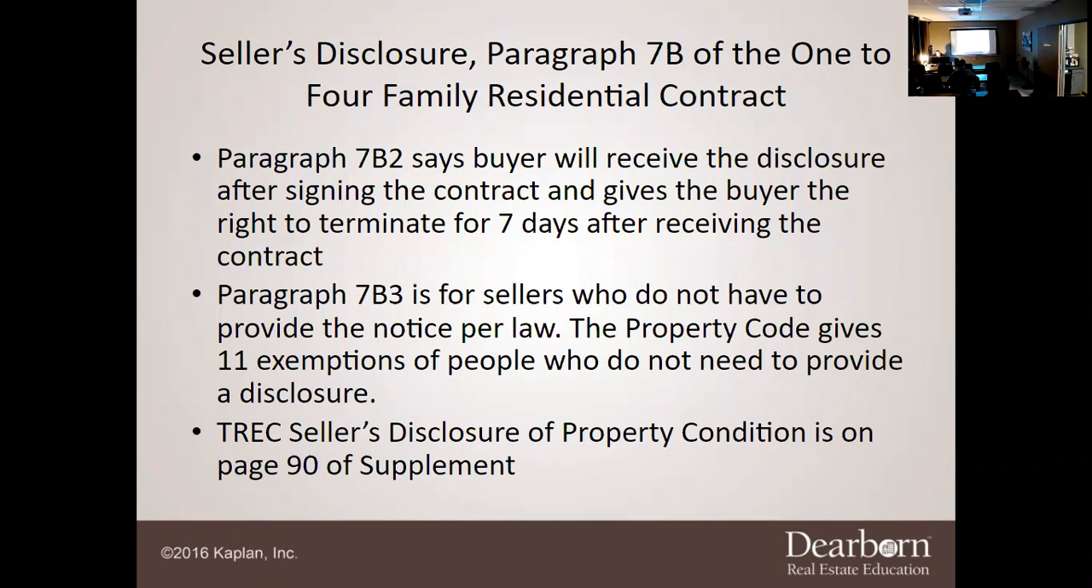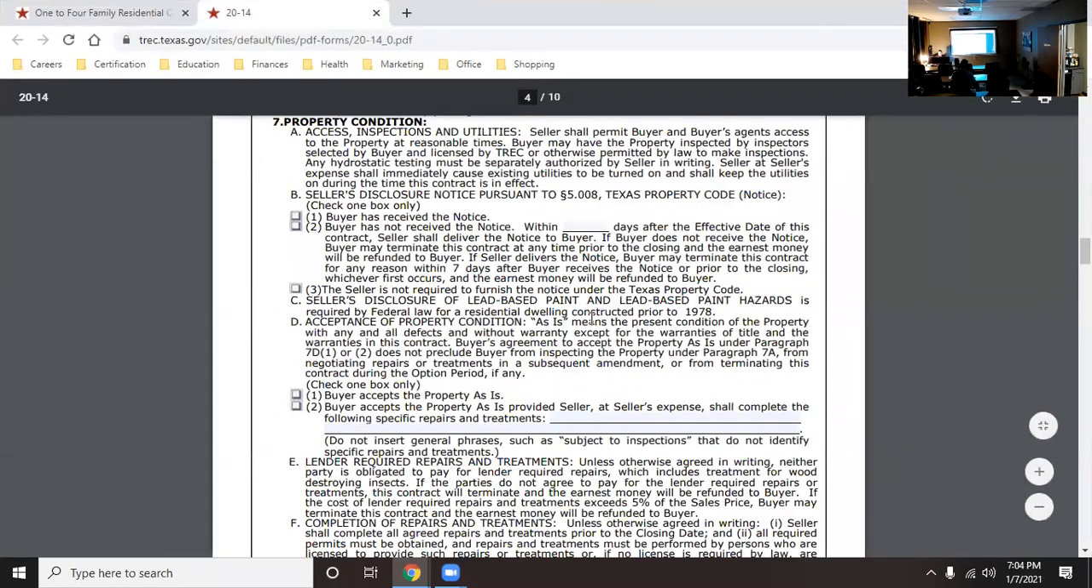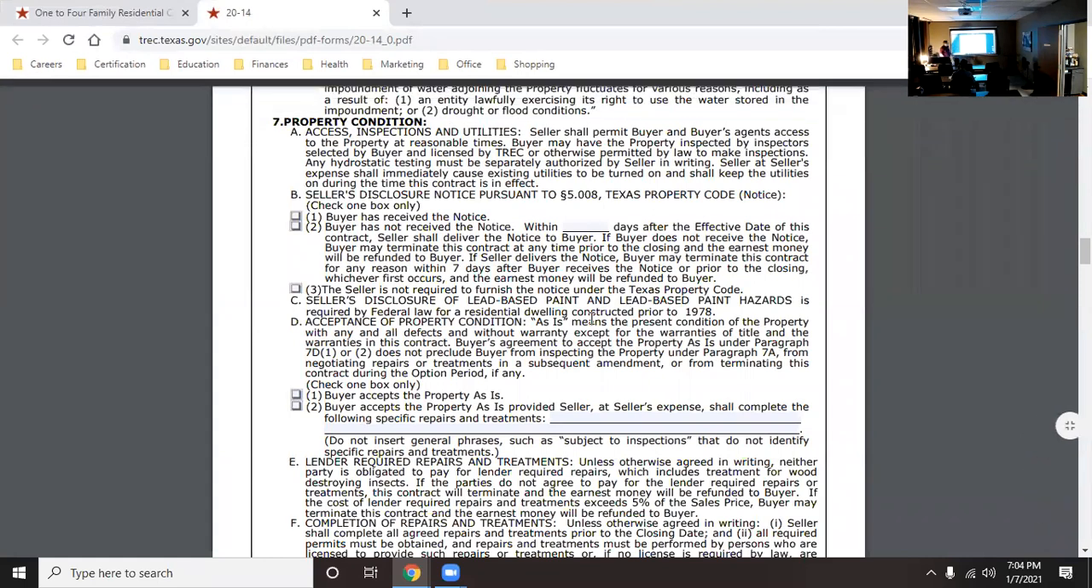7B2 says the buyer will receive the disclosure after signing the contract and gives the buyer the right to terminate for 7 days after receiving the contract. 7B3 is for the sellers who do not have to provide the notice per law. So the property code gives 11 exemptions of the people who do not need to provide the disclosure. And the form, of course, is on their supplement, which we're not doing the supplement because I've got it right here for you. Okay? So I'm going to explain this form to you.